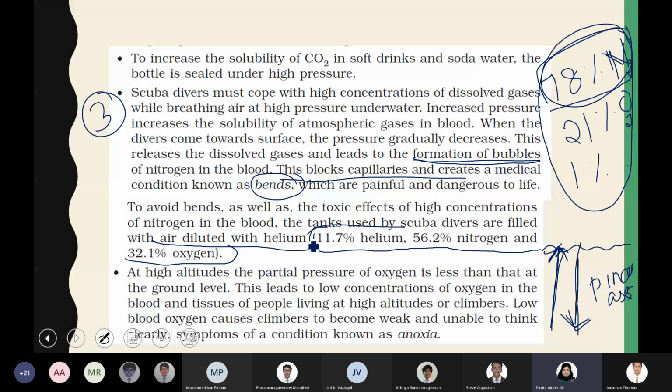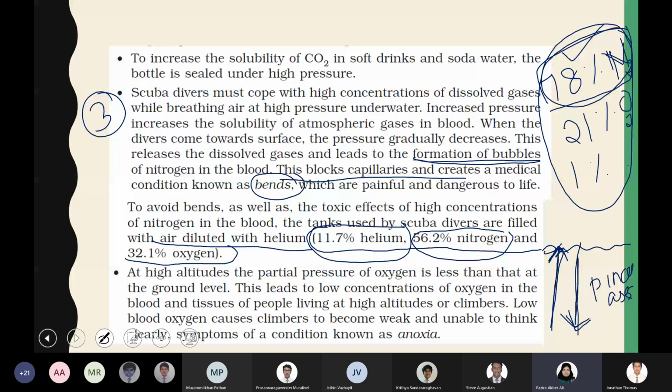Helium was less than 1% in normal air, but in their cylinder, what they take along with them when they go diving is 11.7% of helium, 56.2% of nitrogen. You can see the amount of nitrogen is comparatively less than normal air. So the bends situation can be overcome easily because there is less nitrogen and more helium and oxygen.